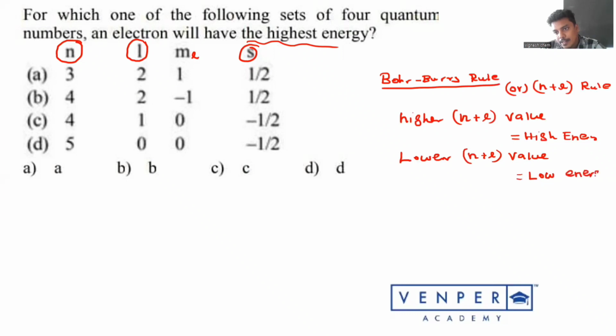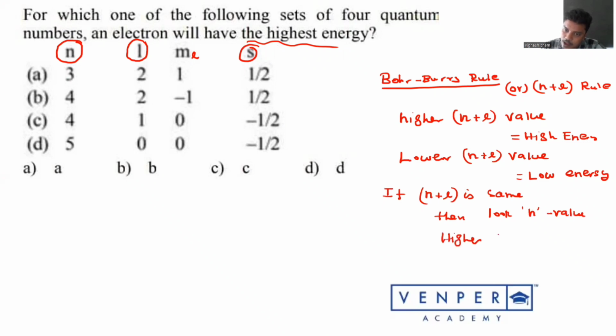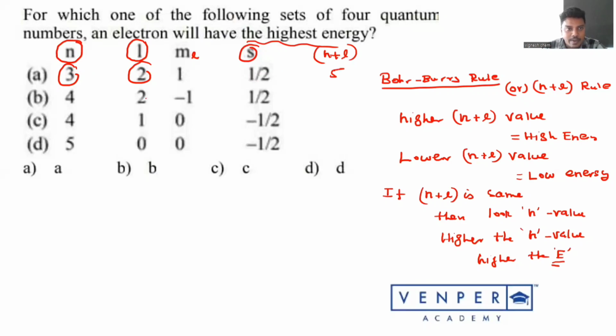If the N plus L value is the same, then look at the N value. The higher the N value, the higher the energy. You got it? Now, N value 3, L value 2. Put the N plus L here. What is 3 plus 2? 5. Here N value 4, L value 2, 4 plus 2, 6.